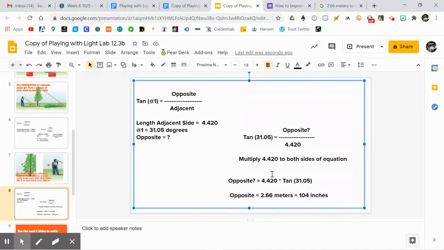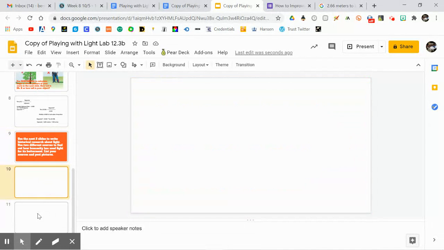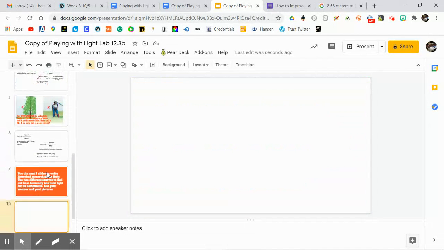Okay, and so I don't want to give you the answer. You have to do a little bit of research. Use the next two slides to write historical research about light. Use two different sources to find out how humanity has used light for its improvement or its betterment. List sources and post pictures. Just a little brief explanation should suffice.